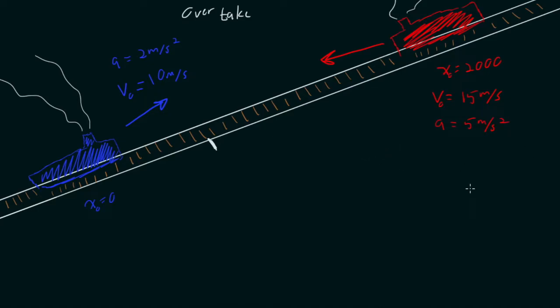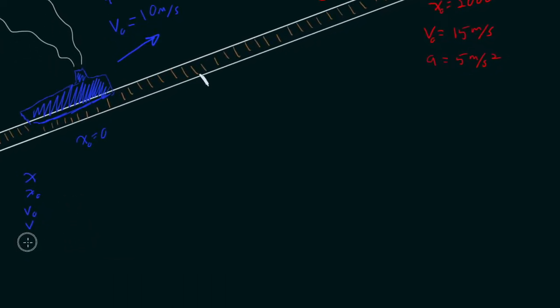Let's do the blue one first. I've got x, x naught, v naught, v, a, and t. And then the red guy is going to be at x, x naught, v naught, v, a, and t. Now, I want to put in my variables that I've defined. Blue starts at 0, with an initial velocity of 10 meters per second, and an acceleration of 2 meters per second squared. It is accelerating in the same direction that it's traveling.